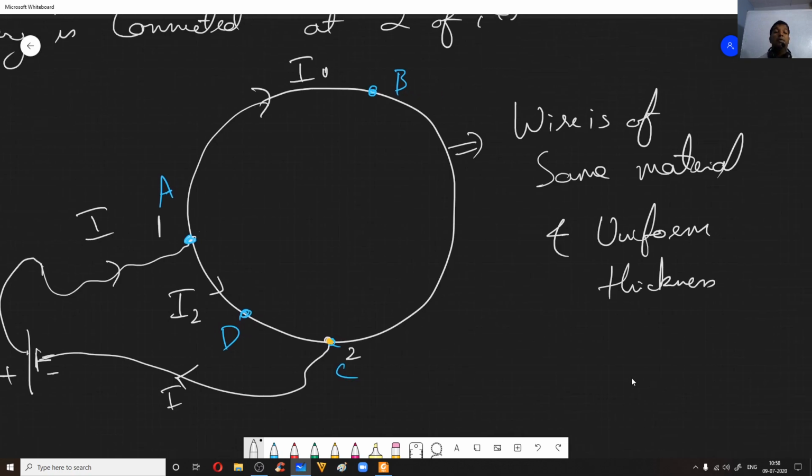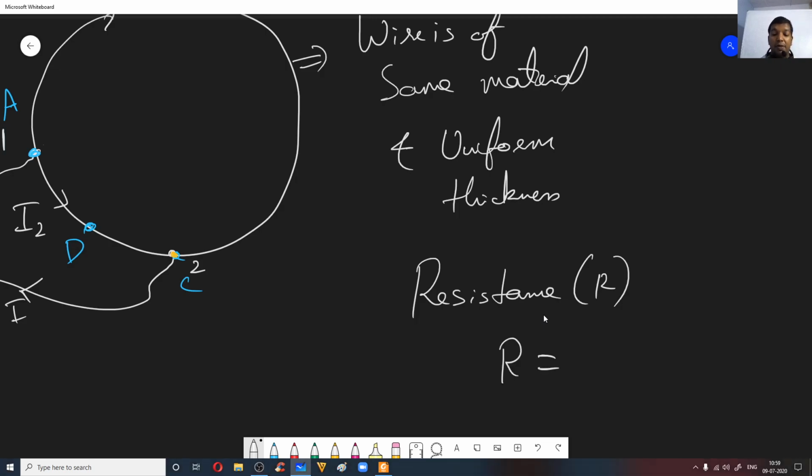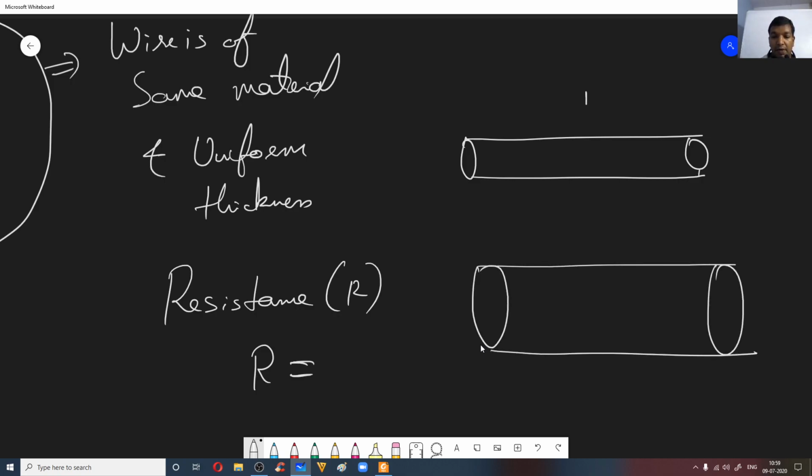Fine. Now speaking of resistance, let us talk about electrical resistance R. I'll try to explain it in a very simple way. Let us say you have wire 1 and wire 2. Wire 1 has length L1 and wire 2 has length L2. The cross sectional area of wire 1, let it be A1, and the cross sectional area of wire 2, let it be A2.